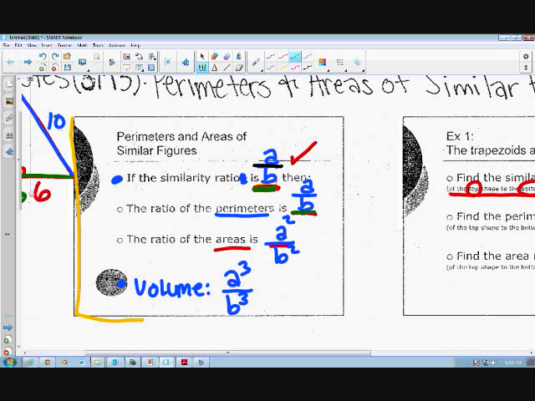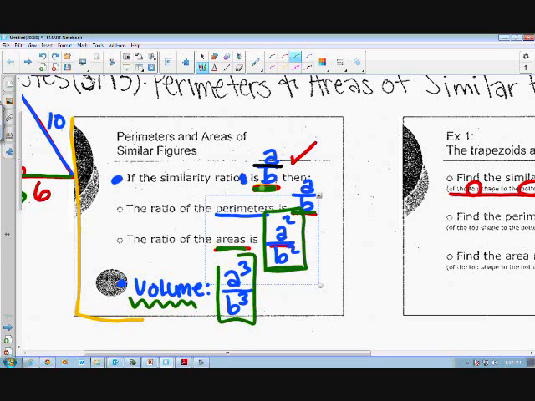Ratio of the area is squared: A squared divided by B squared. And you don't have volume on your homework, but it's good information. It is A cubed divided by B cubed. So on your homework, you only have similarity and perimeter, which are equal, and the area. Remember, area is squared. If you're reversing backwards, you're given the area and you have to find the perimeter or the similarity ratio, as in the last example we just did, you remember to take the square root. And then you're good to go.